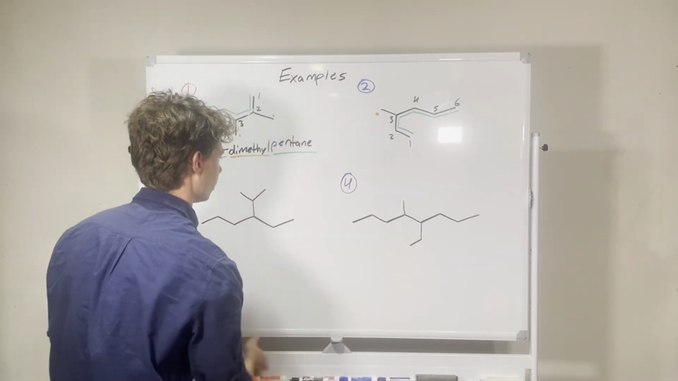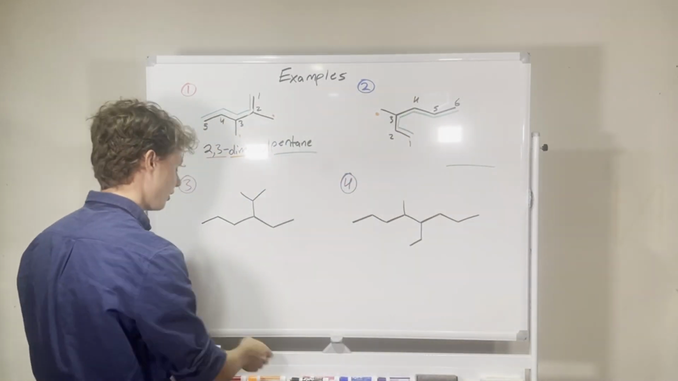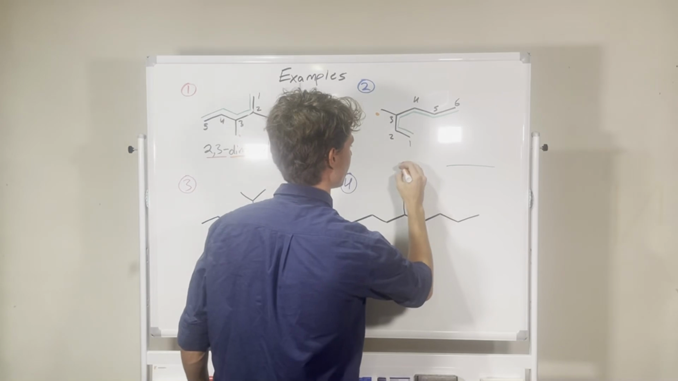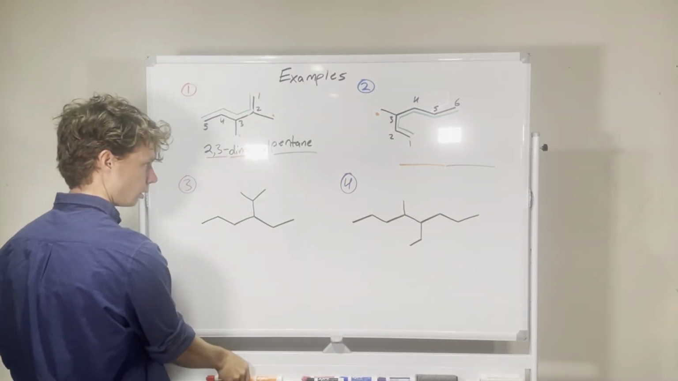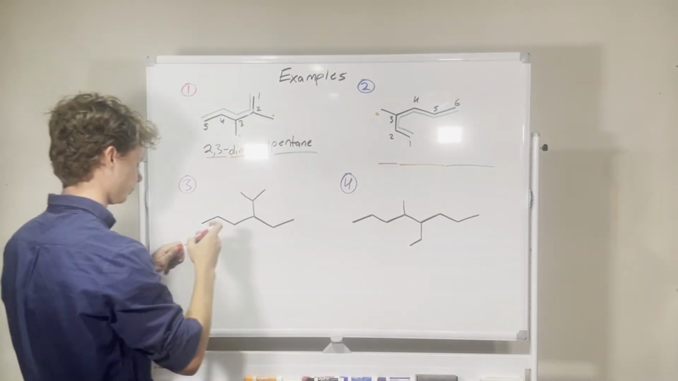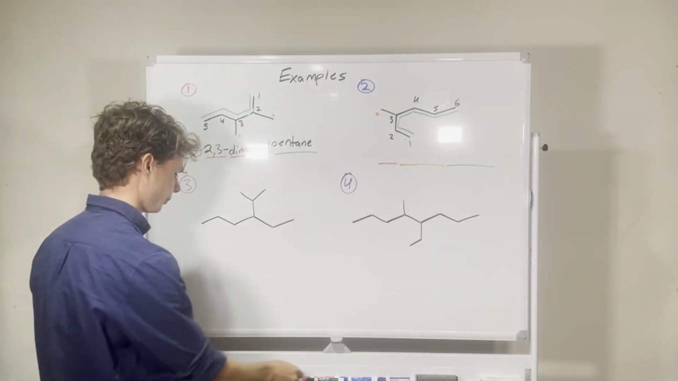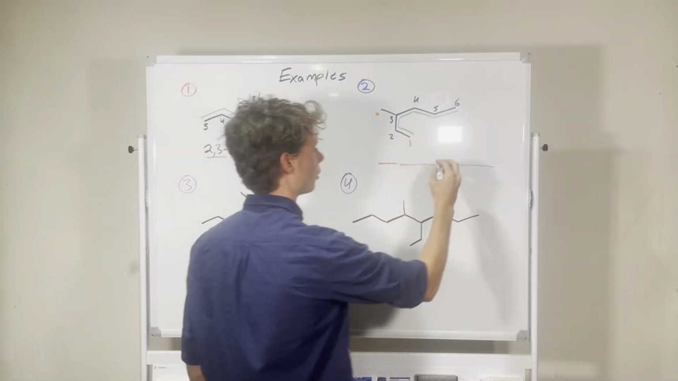My root, and typically I like to name these things backwards. It follows the order I believe is easier when you first look at a compound. So I'm going to start with the root. 6 carbons, we should know that that is hexane.